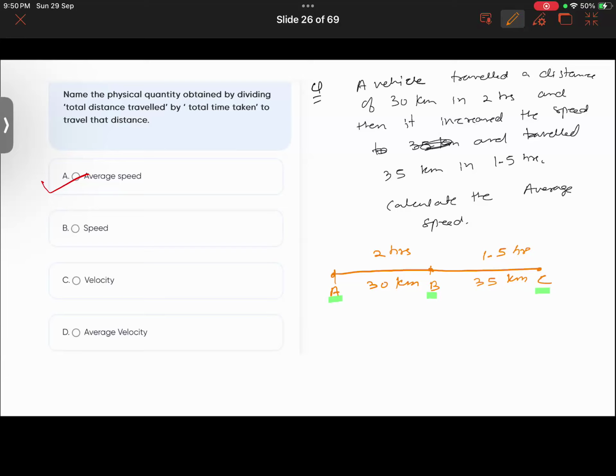That is 3.5. Okay, I'm trying to reconnect the camera. There's some glitch here. Yeah, that's working. Yes, Priyanka. For the 2 hours plus 1.5 hour, that will be 3.5, of course. Okay, sir.